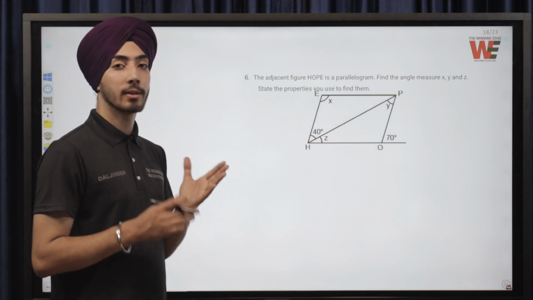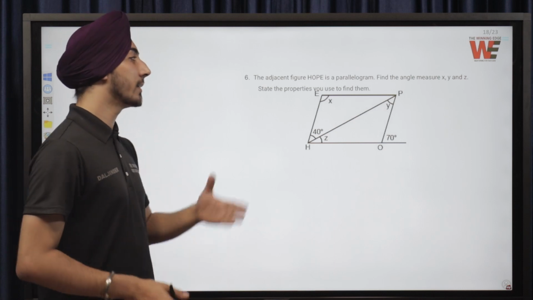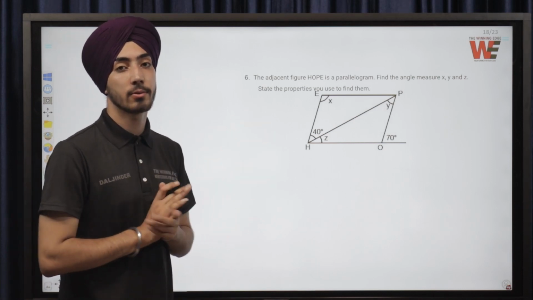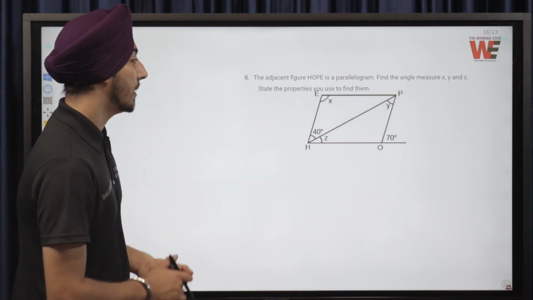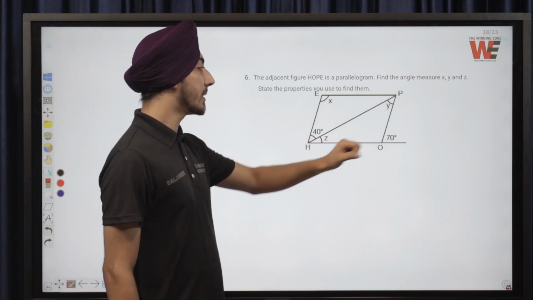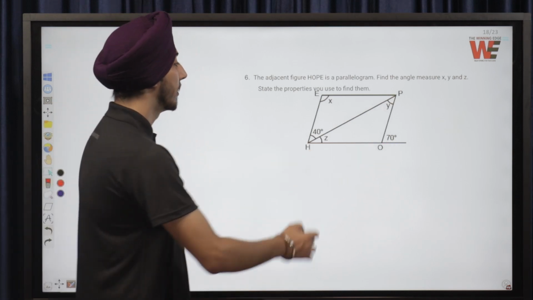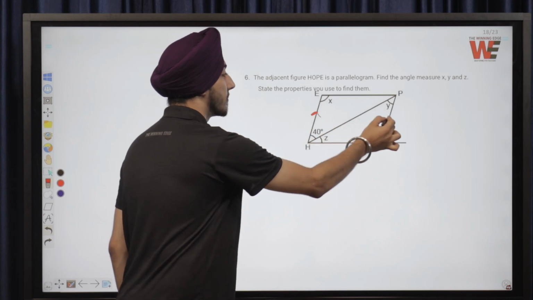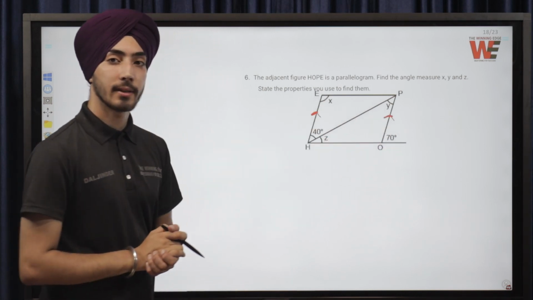As I already told you, you must write the properties. Whether the question is asking you or not, make sure you write down the properties that you are using. Okay. Now this angle is given to you as 70 degrees. You see this is a parallelogram, so these two sides are parallel to each other, right?